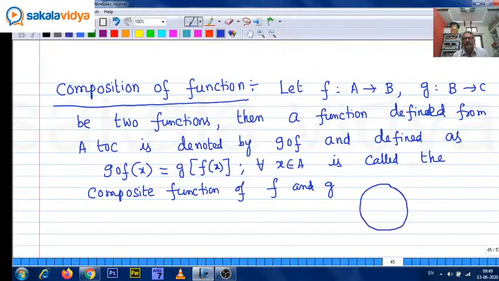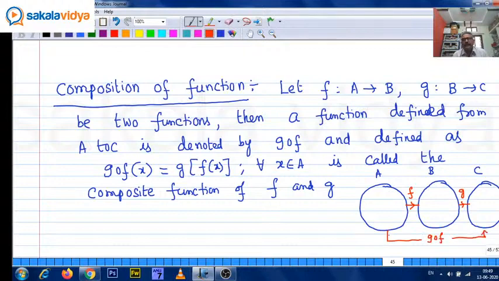Okay, that means, see, this is A, B, C. Now the function is defined from A to B, this is function f. This is function g. From here to here, this is called g circle f function, the composite function. Suppose this is x, this will be y, this will be z. So z equals g of y, where y equals f of x, that is g of f of x. This is nothing but g circle f of x.